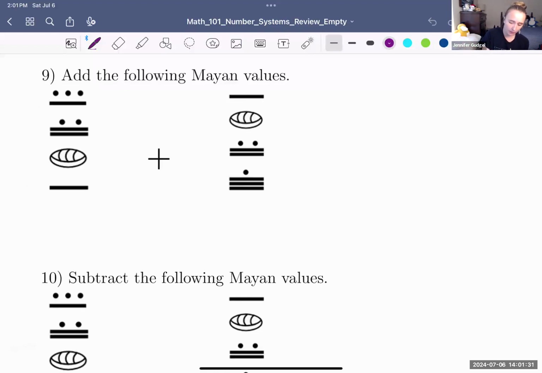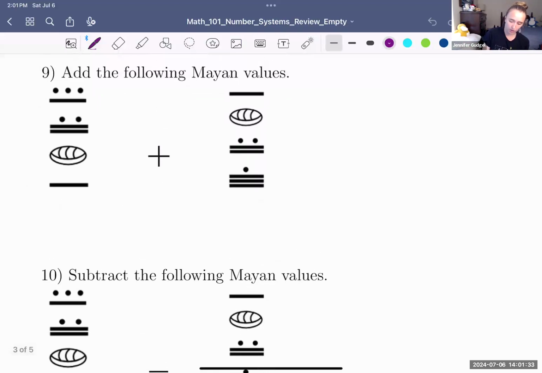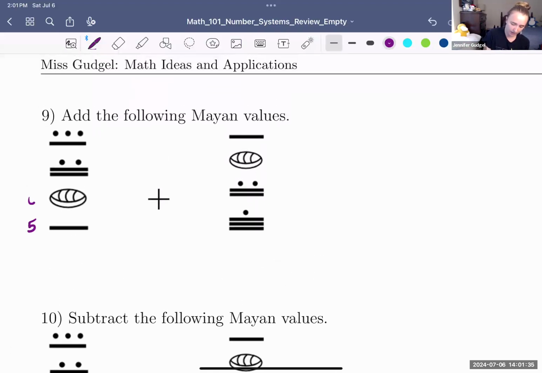I am going to note what these values are worth just to help us as we comprehend adding and subtracting them. Again, not worth in the Hindu-Arabic system, just what the symbols represent. So 5, 0, 12, 8, 5, 10, 15, 16, 12, 0, 5. Remember, we are in base 20.